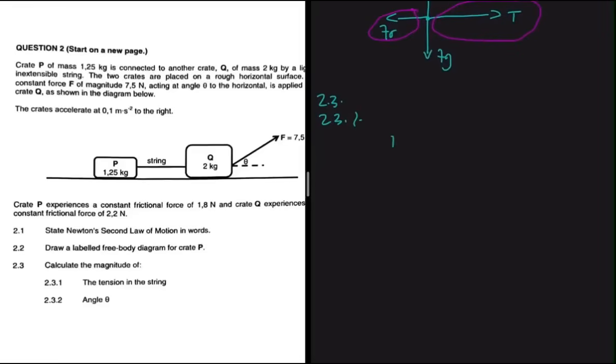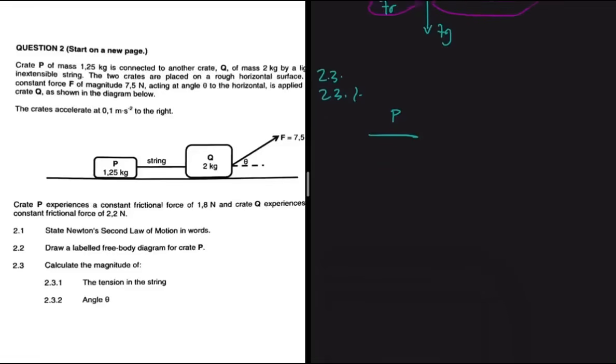We're going to say for P, and we underline it. Why are we doing that? It's for the sake of clarity. We're not all over the show. We're showing the examiner that we know exactly what we're talking about. So obviously we have F net equals ma, being the second law of motion.